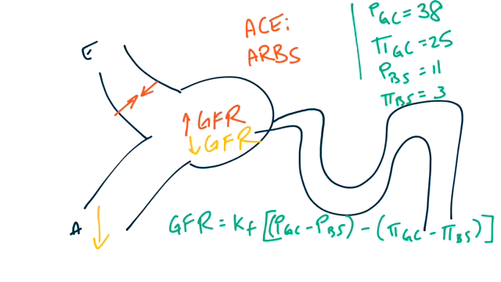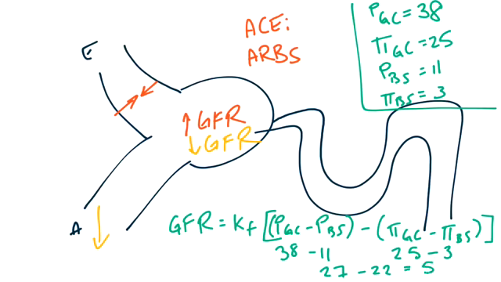So if we plug these numbers in, we get 38 minus 11 and 25 minus 3, or 27 minus 22, which equals 5. Again, if you understand this conceptually, it's a lot easier to plug the numbers in.